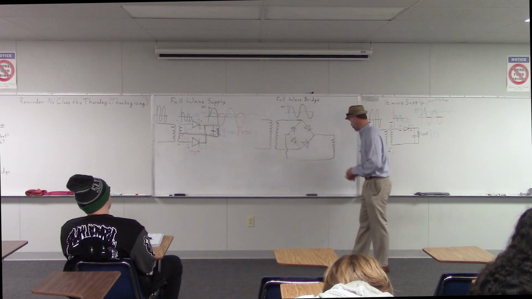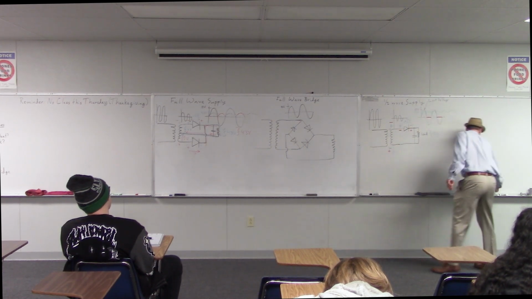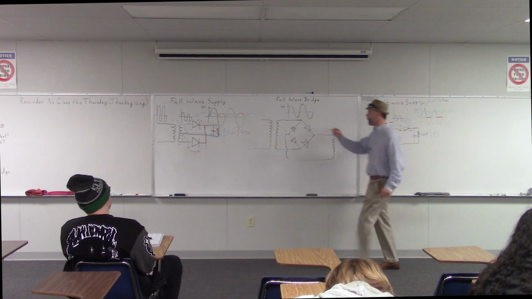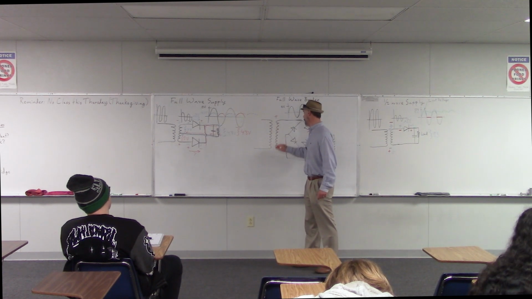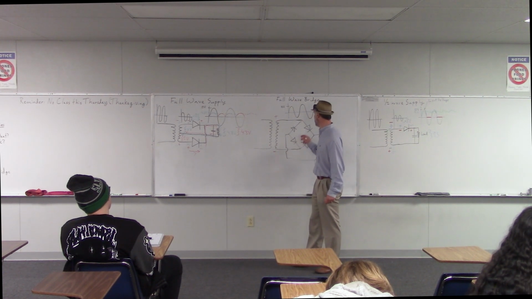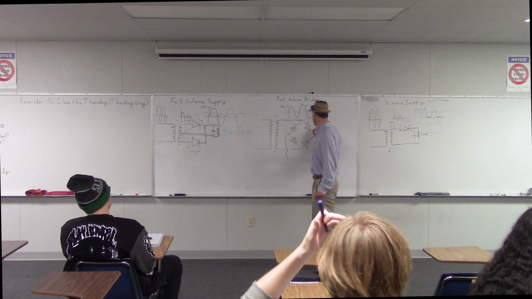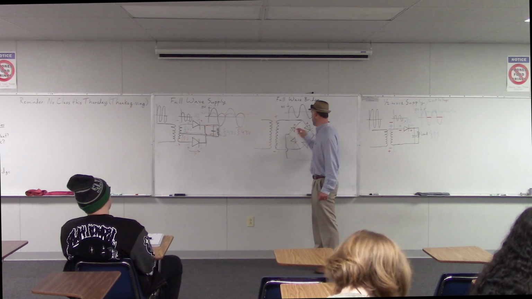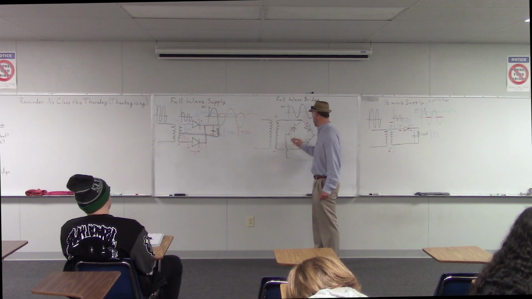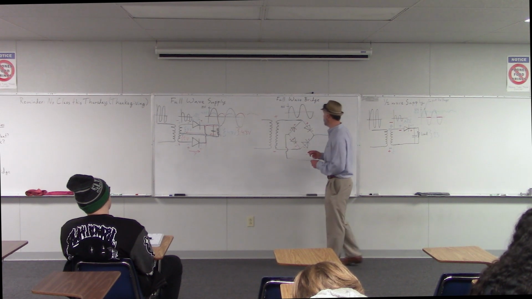So let's see what happens when we have a positive voltage at the top of the transformer and a negative voltage at the bottom. In that case, the tops of the diodes would have positive voltages on them, and then the bottoms would have negative voltages on them.